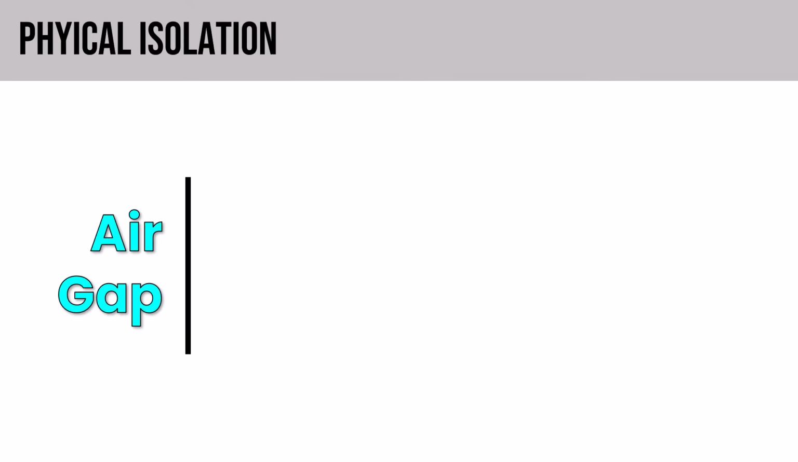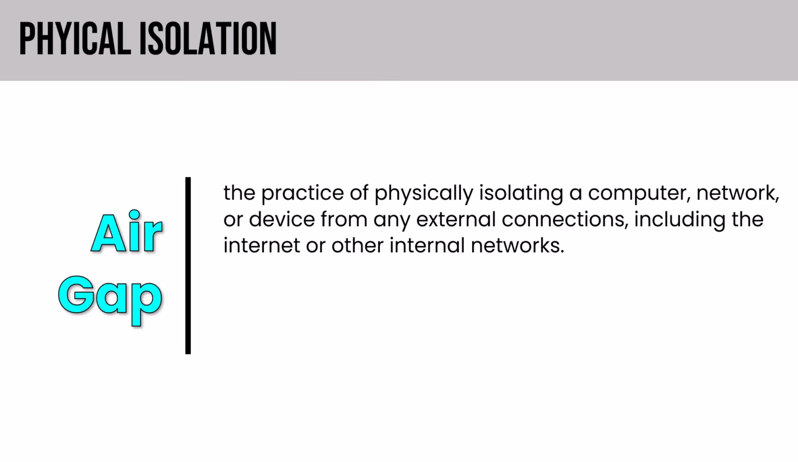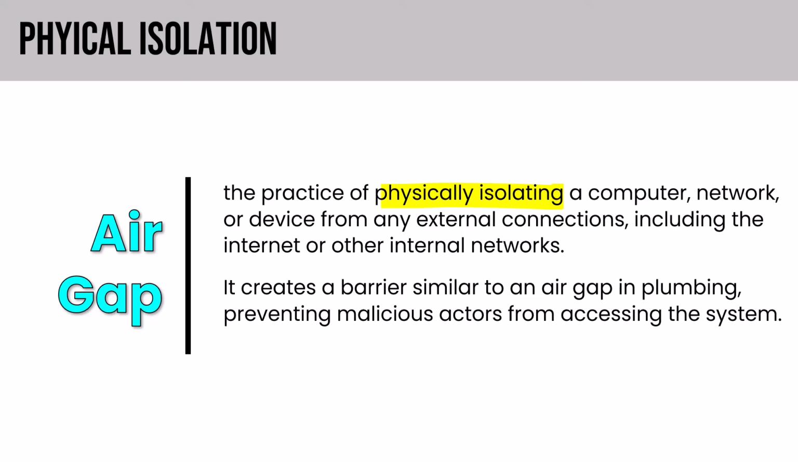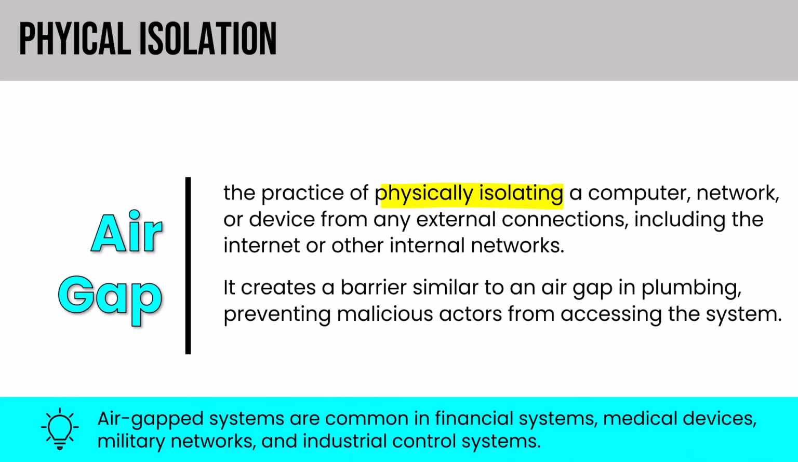Moving on to physical isolation, we see air gap called out again, a topic we've discussed previously in this series. It's the practice of physically isolating a computer, a network, or a device from any external connections, including the internet or even other internal networks. It creates a barrier similar to an air gap in plumbing, preventing malicious actors from accessing the system, and thus its name. Air gap systems are common in high sensitivity scenarios in financial services, with medical devices, military networks, and industrial control systems. But air gap means physical isolation.